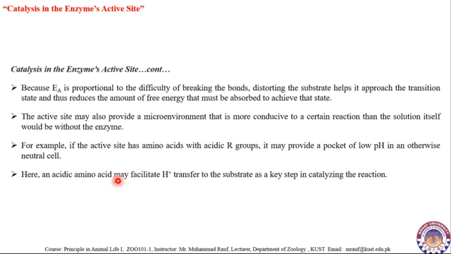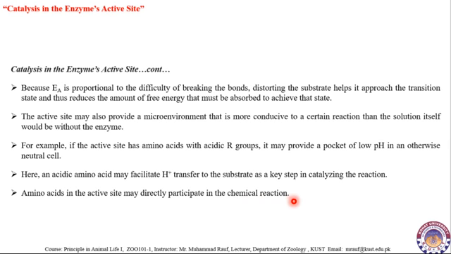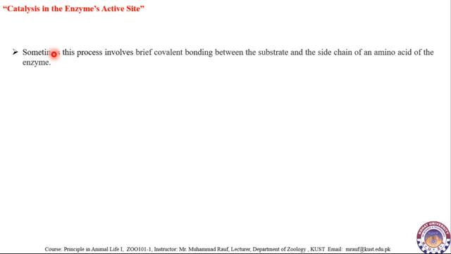Here, an acidic amino acid may facilitate hydrogen transfer to the substrate as a key step in catalyzing the reaction. Amino acids in the active site may directly participate in the chemical reaction. Sometimes this process involves brief covalent bonding between the substrate and the side chain of an amino acid of the enzyme.